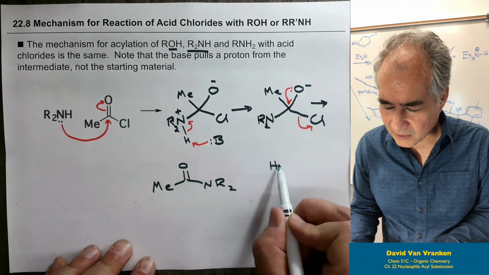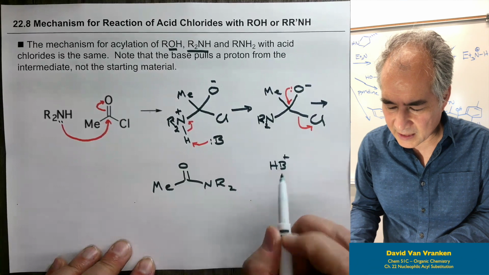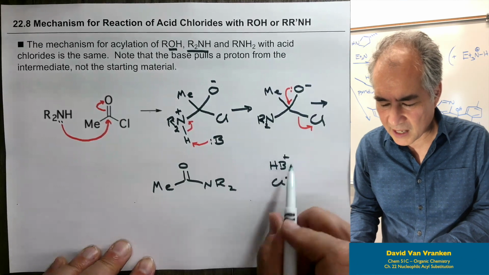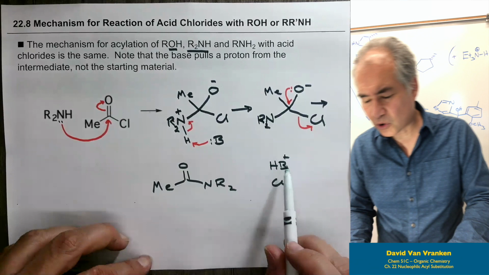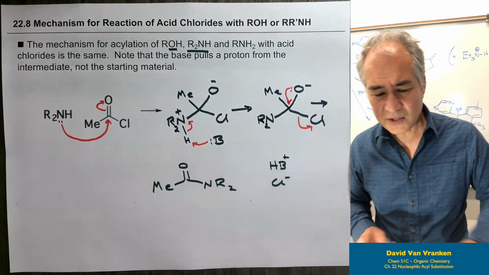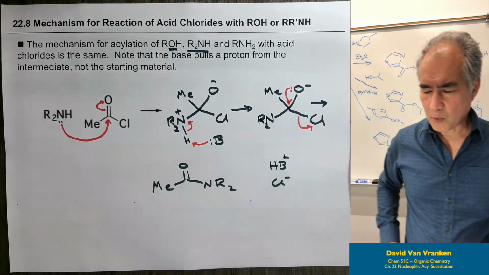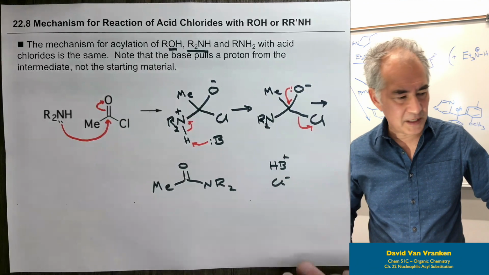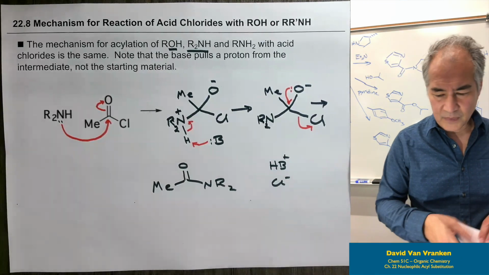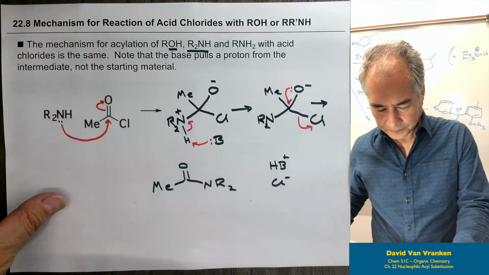And the byproduct of this reaction is not particularly important in this case. It would be the protonated, in this case, triethylammonium group with the chloride. But this is just an arrow pushing mechanism. We're not worried about the identity of that species B. That's why we use those symbols.